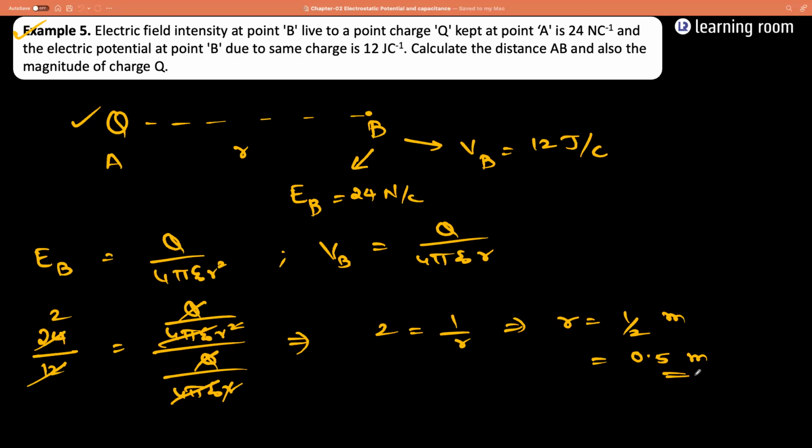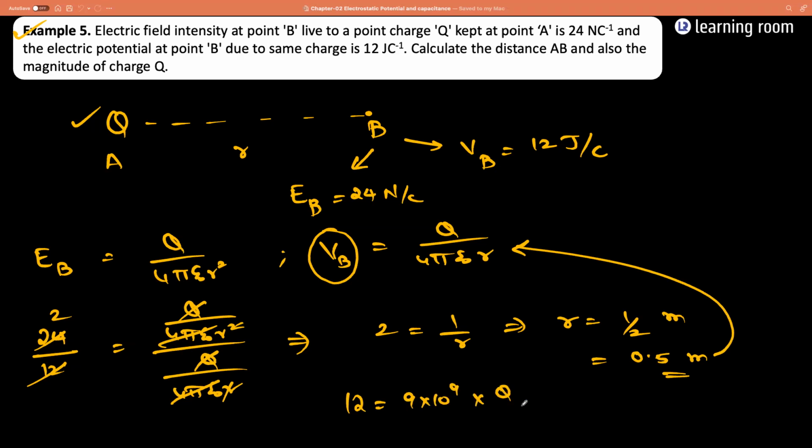So now you know 0.5 meter, take this value and substitute it here. You know that VB is 12. So 12 is equal to 9 into 10 power 9 into Q divided by R, where R is 0.5, which implies Q will be equal to 6 divided by 9 into 10 power 9. So this is 2 by 3. So 0.67 into 10 power minus 9 Coulomb is going to be the answer. Am I clear?